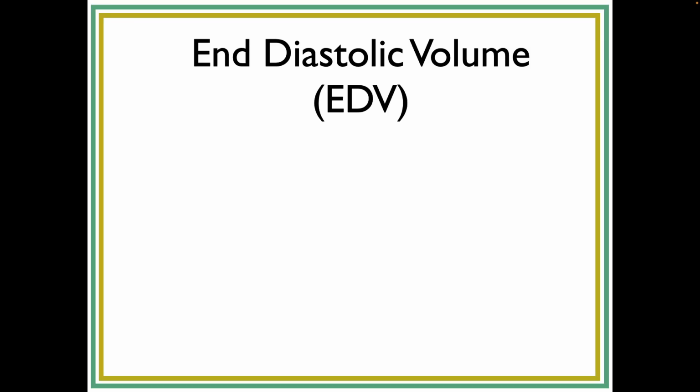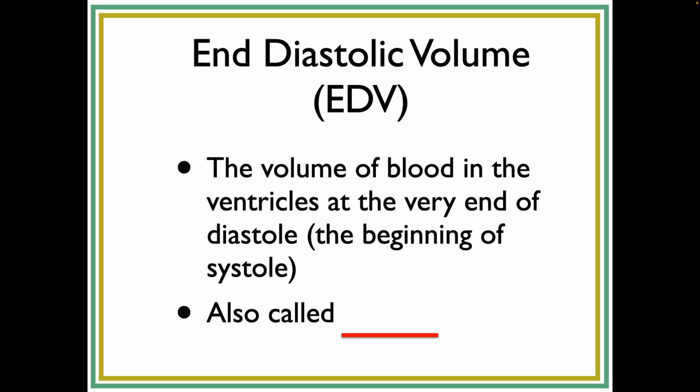Spencer, what is end diastolic volume? What does that mean? And what's the other word for it? Preload. Okay, and what does it mean, end diastolic volume? The amount of blood that's in the ventricles before it is ejected. Yeah, it's the largest amount. Okay, so just so we all have it very clear, end diastolic volume is the volume of blood in the ventricles at the very end of diastole.